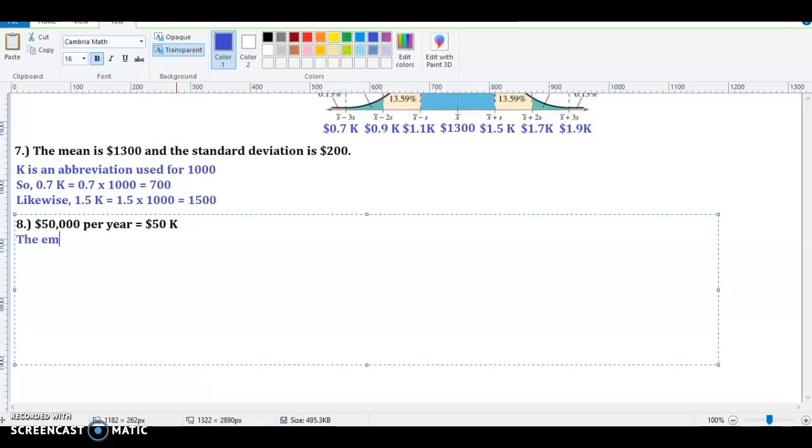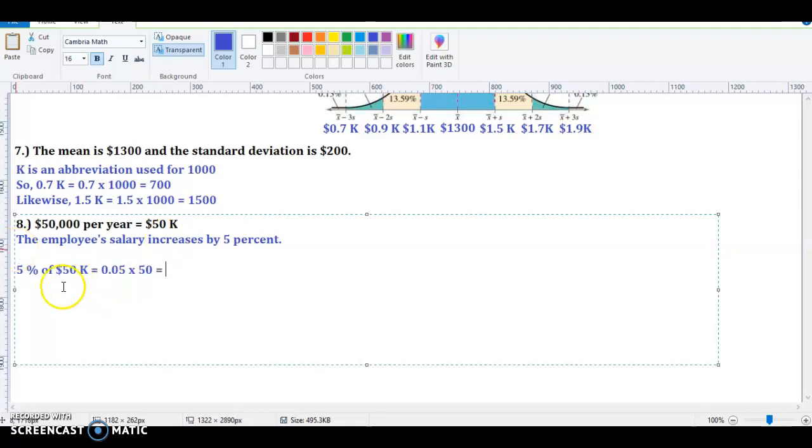So the employee's salary increases by 5%. What you want to do is, first of all, find 5% of 50,000. So 5% of 50K is going to be equal to 0.05 multiplied by 50.